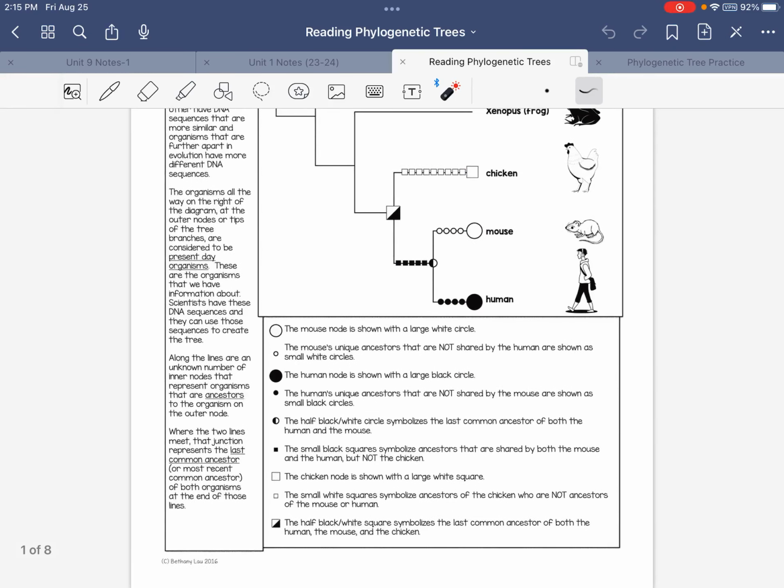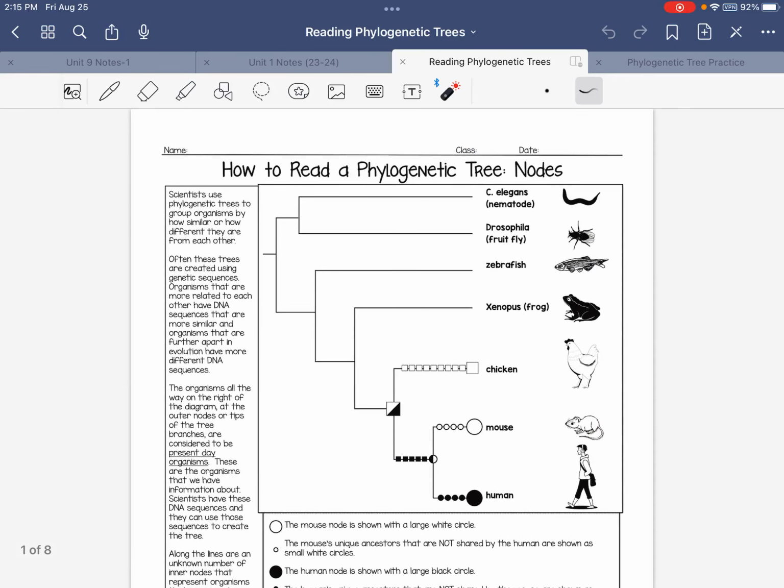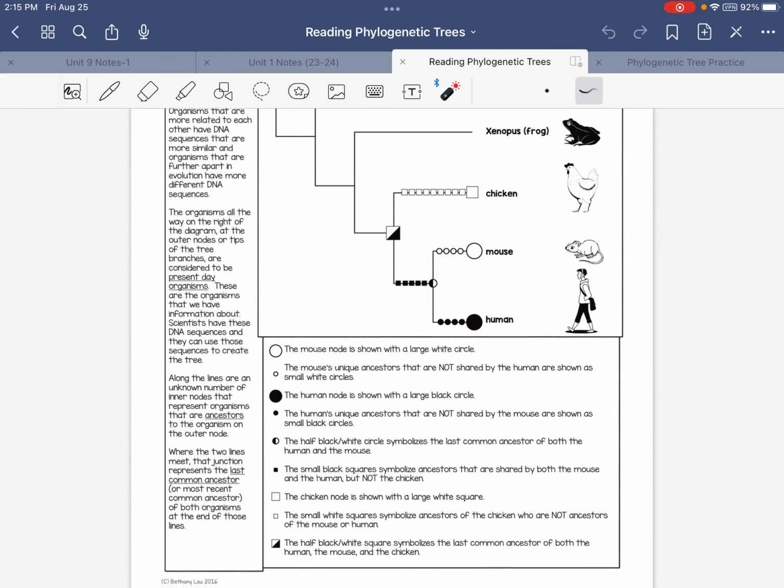So there is this aspect of time on our phylogenetic tree. This is a long time ago, and as we move this way, this is current day. So those are just a couple things to keep in mind.